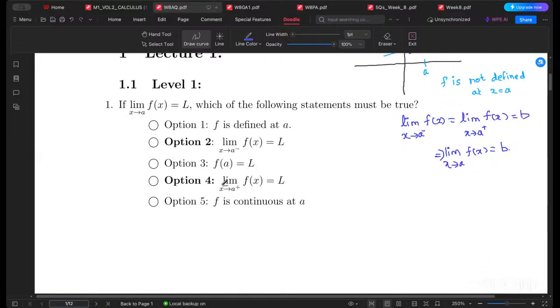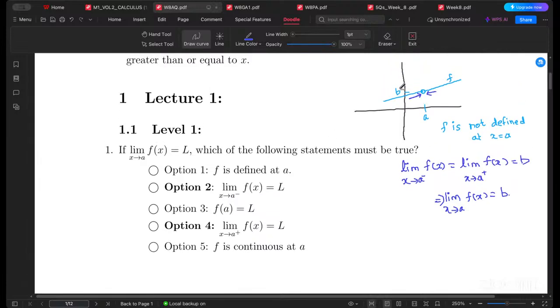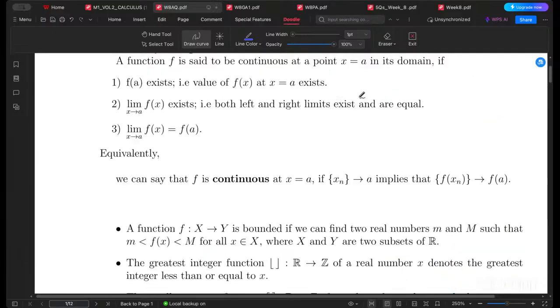Ma'am, just a question to understand this whole theory. Even if it is not continuous at a, there is a limit at a, right? Yes, exactly, that's how this theory works. Can you scroll down a little bit, ma'am? I can't see the graph. So the limit is b for an f that is not defined at x equal to a. Exactly. Okay. That is why for continuity we have 3 points.